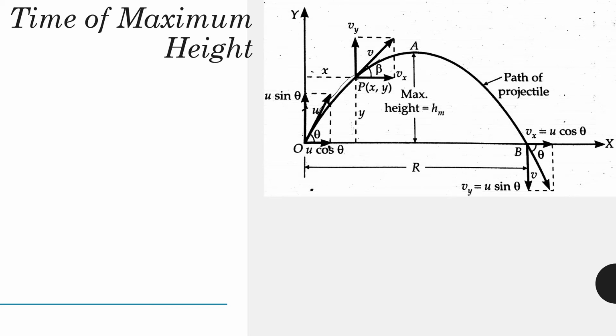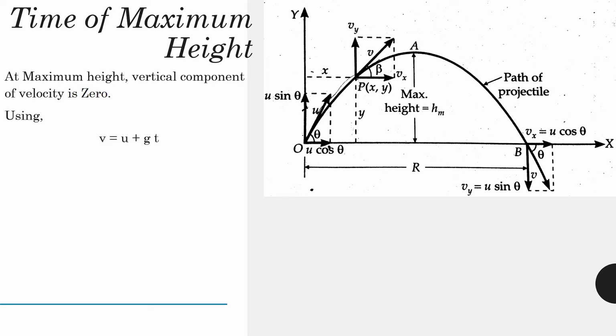Time of maximum height. At maximum height, the vertical component of velocity is 0. So, using the formula v equals u plus gt, we have 0 equals u sin theta minus g tm, where tm is the time of maximum height. Or we have g tm equals u sin theta, or tm equals u sin theta by g.